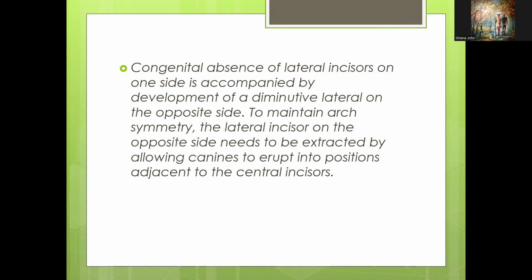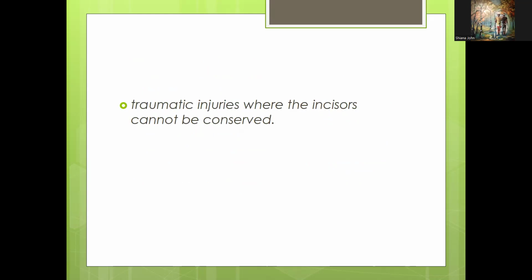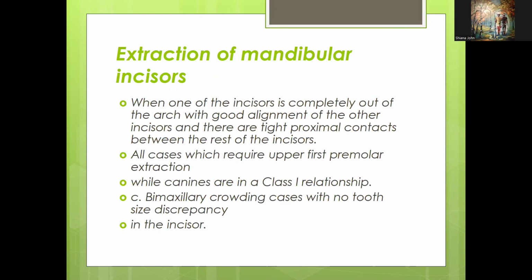Congenital absence of a lateral incisor on one side is accompanied by development of a diminutive lateral on the opposite side. To maintain arch symmetry, the lateral incisor on the opposite side needs to be extracted, allowing canines to erupt into position adjacent to the central incisors. Traumatic injuries where the incisors cannot be conserved.